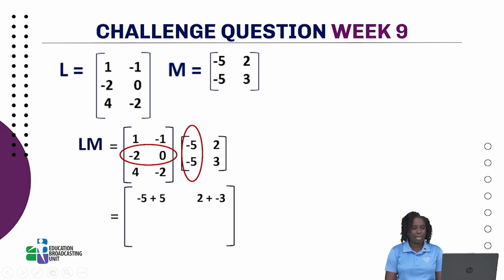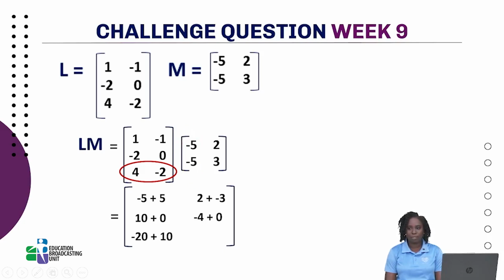-2 times -5, +10, plus 0 times -5, which is 0, so 10 plus 0. -2 times 2, which is -4, plus 0 times 3, 0, so -4 plus 0. 4 times -5, which is -20, plus -2 times -5, which is +10, so -20 plus 10. 4 times 2 is 8, plus -2 times 3, which is -6.